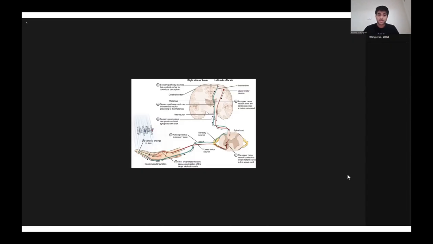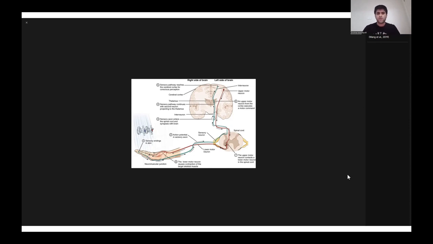Skin detects a stimulus, sends an electrical signal through the sensory neurons in the spinal cord to the brain, where it's processed in the thalamus and the cerebral cortex. This elicits a motor command from the motor cortex, which travels down the spinal cord via the upper motor neurons and synapses with the lower motor neurons. This then activates the skeletal muscles at the neuromuscular junction to produce movements.